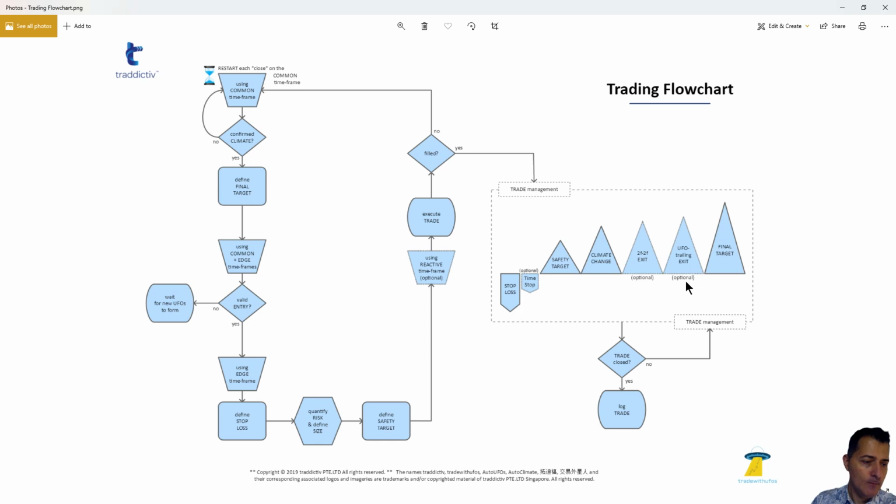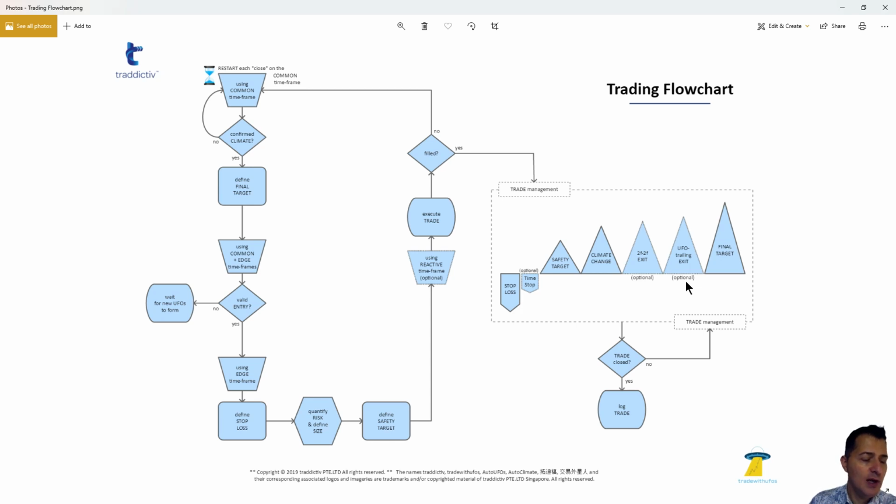Question. For safety target for futures, we have safety target at 1-to-1. How can I set safety target for Forex trading in quantity, as if I set target 1-to-1, then I will only cover 50% of risk?